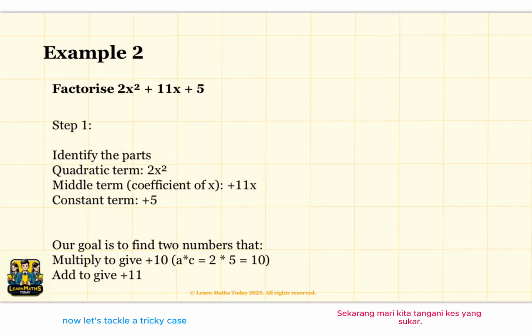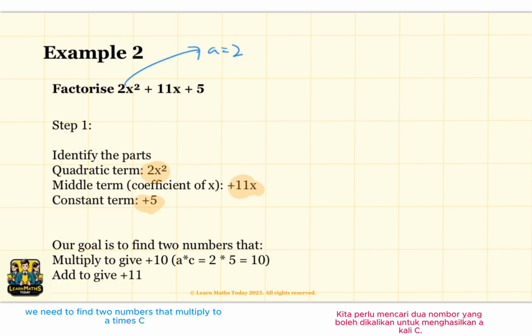Now let's tackle a trickier case where the coefficient of x squared isn't 1. This is where we use our multiply a times c technique. Let's do this for 2x squared plus 11x plus 5. 2x squared is our quadratic term, 11x is our middle term, and plus 5 is our constant. Here's the key difference. Since our a value is 2, not 1, we need to find two numbers that multiply to a times c. So we calculate a times c equals 2 times 5, which is 10.